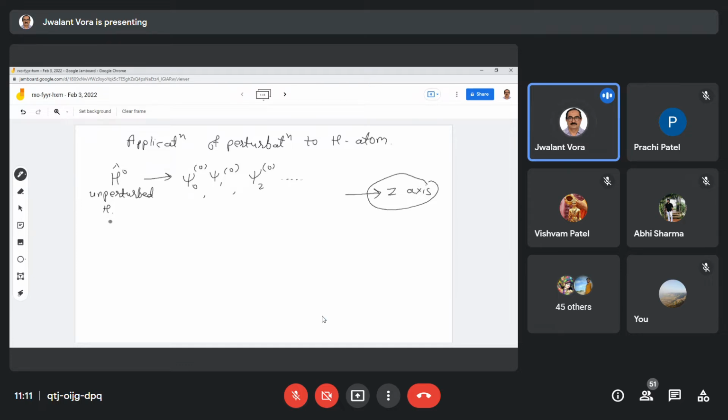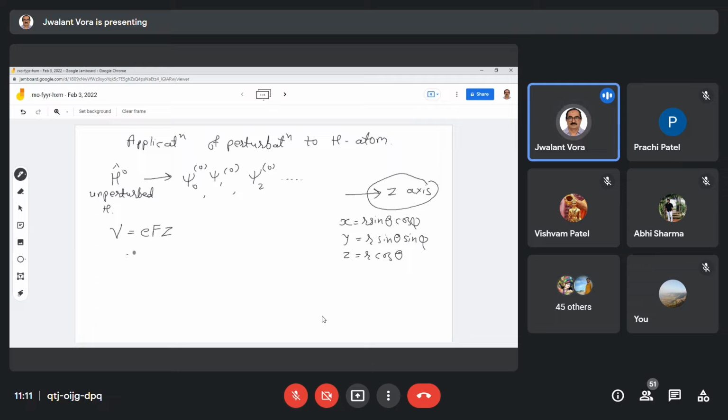Now let us begin. Potential energy V is equal to EFZ. It is a well-known equation for physics people. Now X is equal to R sin theta cos phi. Y is equal to R sin theta sin phi. Z is equal to R cos theta.